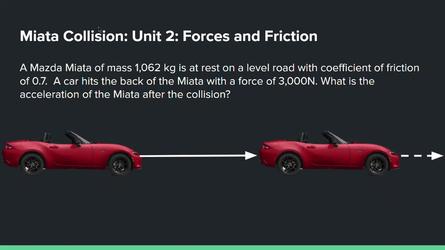So this next situation is a Mazda Miata of 1,062 kilograms is at rest on a level road with a coefficient of friction of 0.7. So this Miata in the front is at rest, and the road has a coefficient of 0.7. And then another Miata comes from the back and hits this first one at rest with a force of 3,000 newtons. And we need to find what the acceleration of the Miata will be after it has been hit.